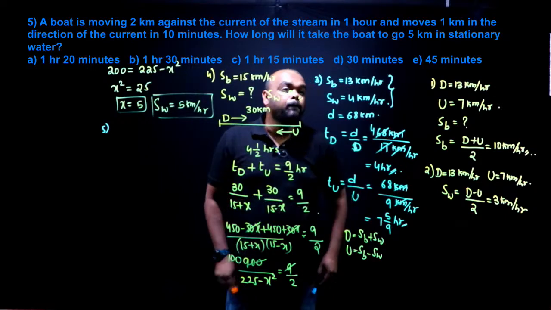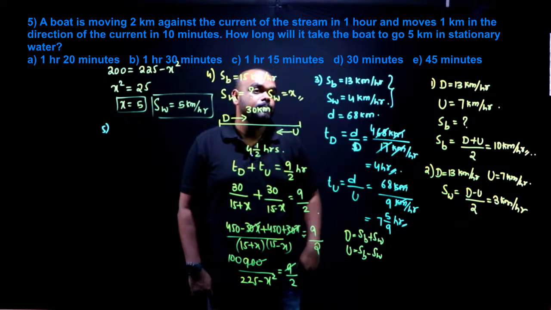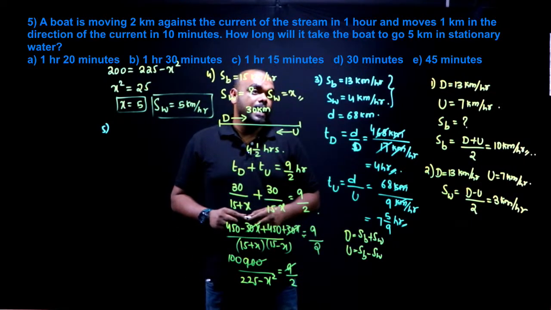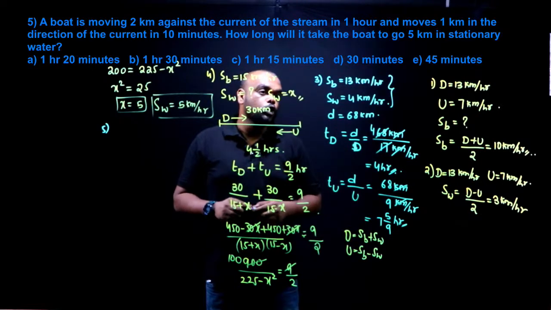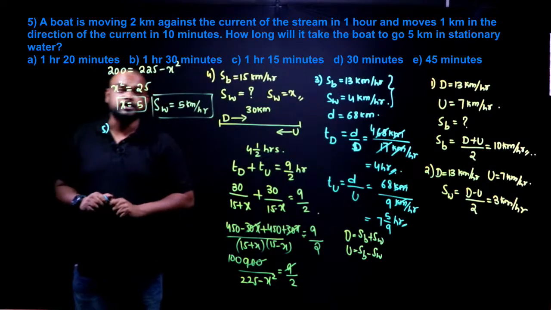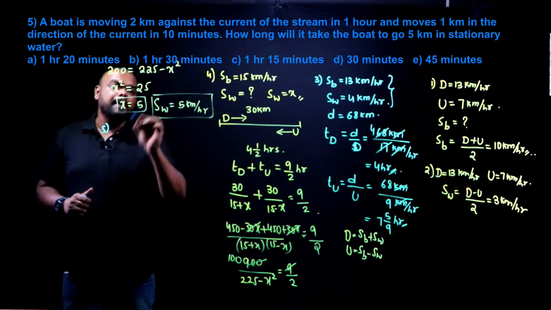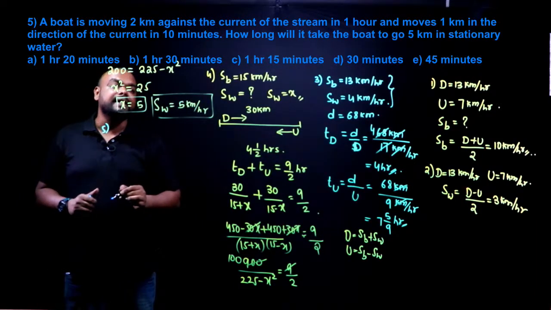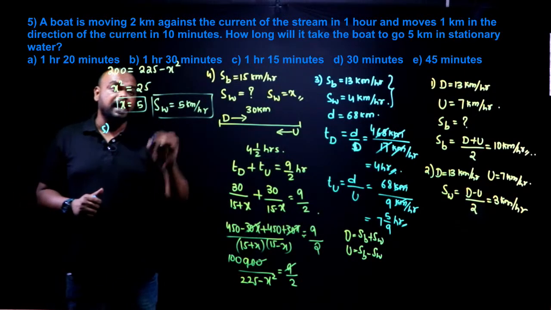Now, a boat is moving 2 kilometers against the current of the stream in 1 hour and moves 1 kilometer in direction of the current in 10 minutes. How long will it take the boat to go 5 kilometers in stationary water? That is still water. Okay, listen to me. Words are confusing but not at all. Observe. A boat moves 2 kilometers against the current of the stream. That means it is moving in upstream, in 1 hour.